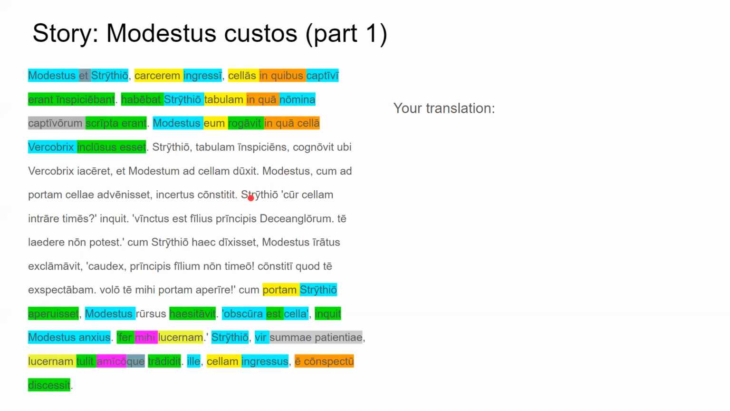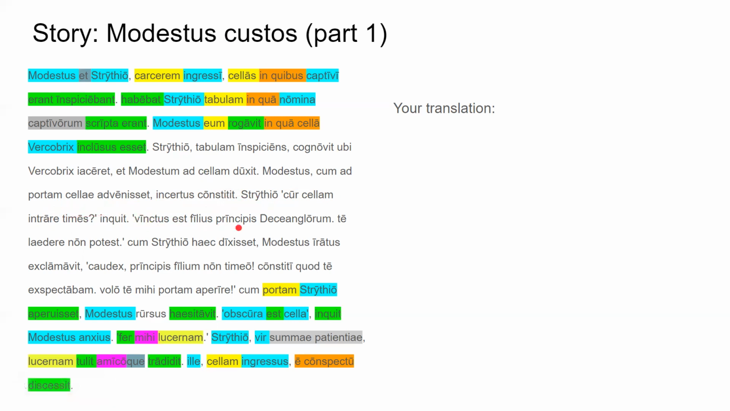Et Strithio: "Cur cellam intrare times?" inquit. So Strithio asked, and then a direct question right here, we can tell because of these quotation marks: why are you afraid to enter the cell? Complementary infinitive right there.